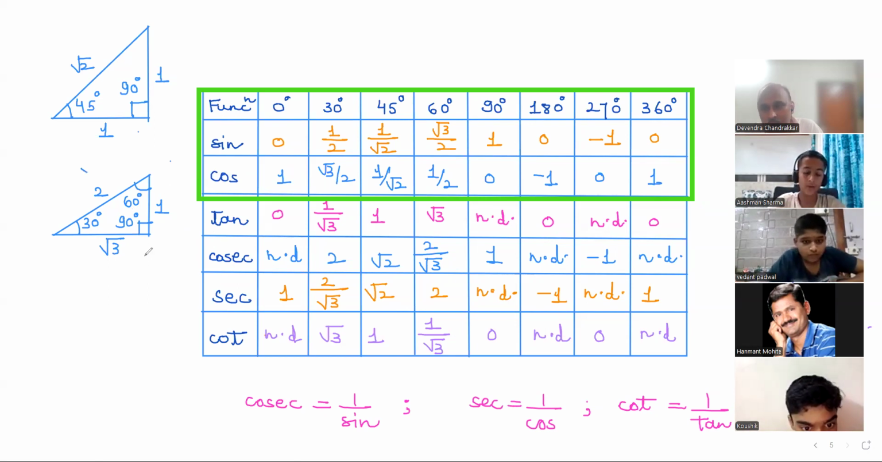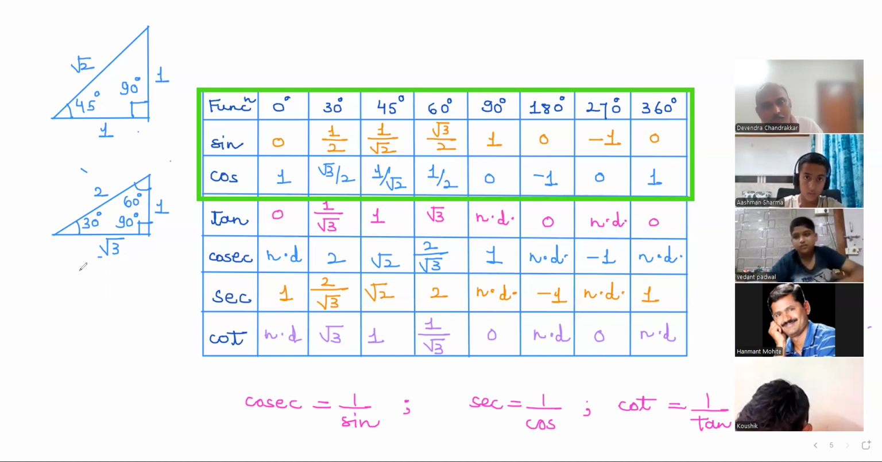देखो, can you draw a right angle triangle having angles as 30, 60 and 90? Yes or no? The side opposite to 30, you write it as 1. The side opposite to 90, write as 2. The third side, following Pythagoras theorem, you can find is root 3, since 2 square minus 1 square, root of this is root 3. Yes or no?